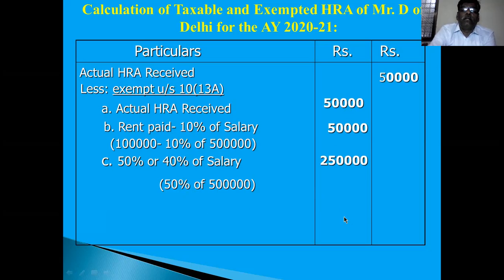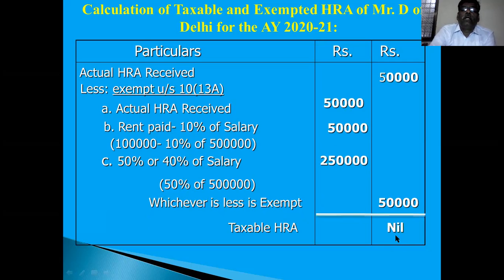50,000 is exempted. You take it to the outer column. So whichever is less is exempted. 50,000 minus 50,000 is equal to nil. Exempted is 50,000. Taxable is nil. In this way, you have to calculate.